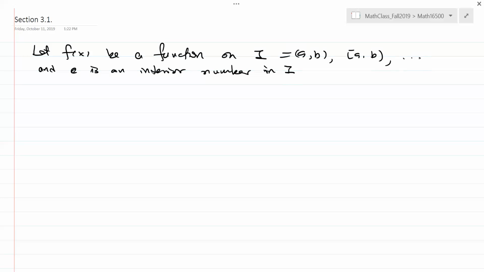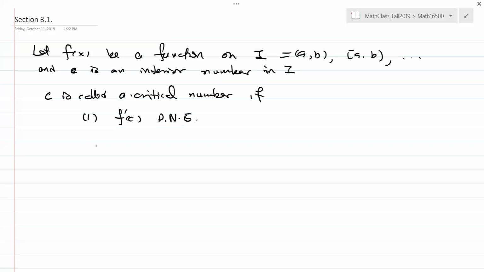right? So just a number inside the interval. Okay, we say that C is called a critical number if one of the two cases happens. If f prime of C does not exist, or f prime of C equals 0. Okay. So either it doesn't exist or it equals 0.